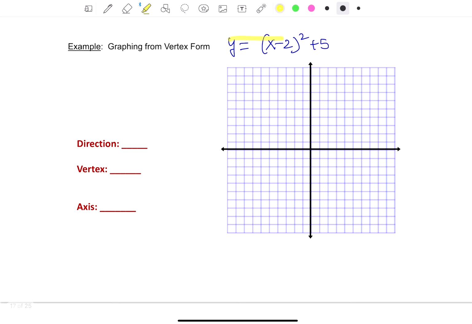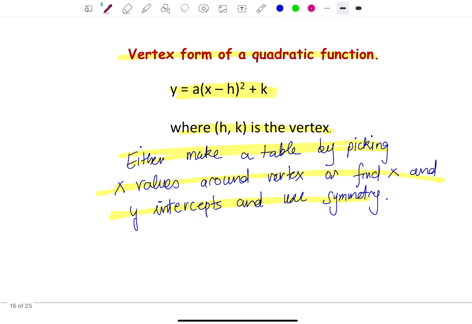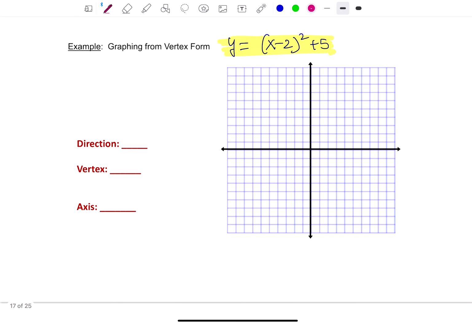Okay, here's our first example in the vertex form. If we compare it to y equals a times x minus h squared plus k, again, if a is positive, the parabola opens up. If a is negative, the parabola opens down in vertex form as well. So in this case, the vertex is going to be 2, 5, hk. h is 2 here, k is 5. So h is 2, 1, 2, 3, 4, 5. That's where my vertex is. And we can see this parabola is going to open up.